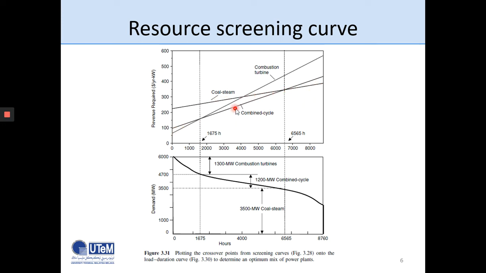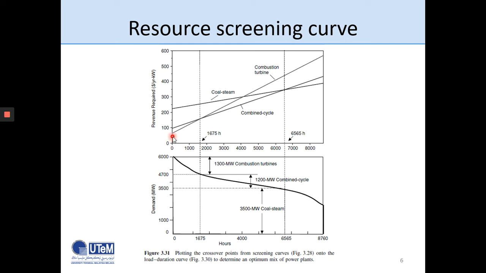Now, when we look at combined cycle and combustion turbine, we see that they start low, meaning the price is low when the hours are low. But the more you use or the more power you generate over time, the price per kilowatt hour starts to increase. And you see the intersection or the crossing point between the values here and here and here. Okay, so let's look at what this means.